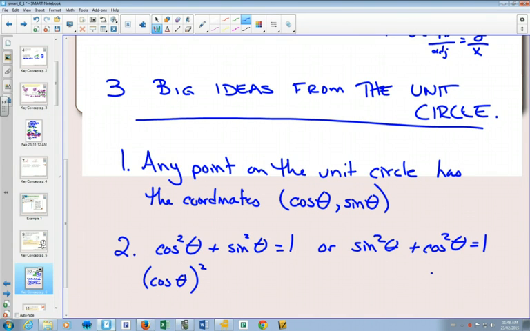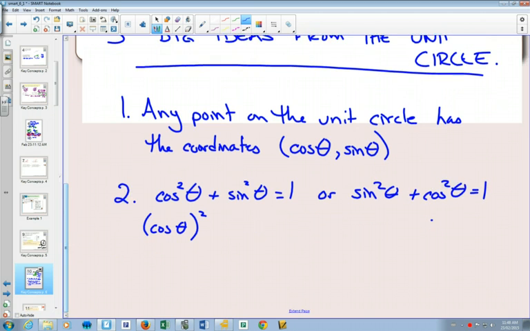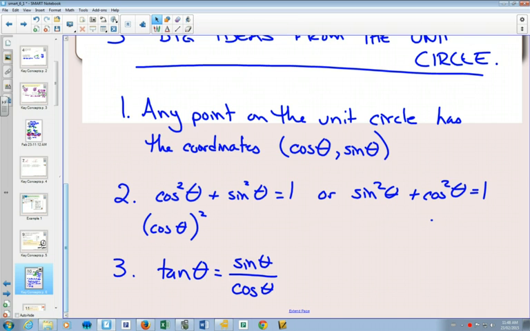Then the third big idea from this unit circle that we can now say is that since tan on the unit circle would be the opposite over adjacent, and the opposite is y and the adjacent is x, but y we noticed was always sine and x was always cos, we now know that tan is equal to sine over cos. And that's also true for any angle.